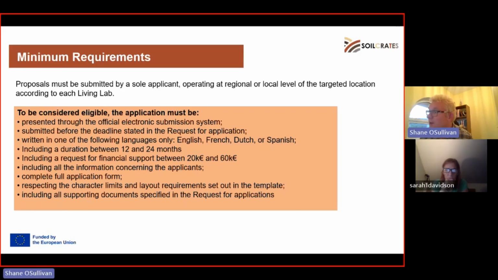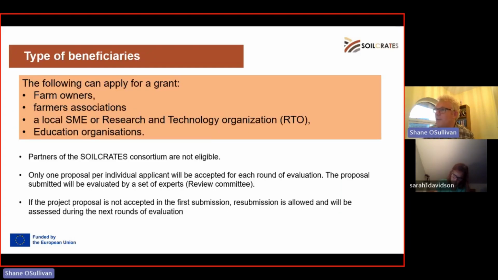It should have all of the information concerning the applicant or the applicants within the application form. A full application form has to be completed. You have to respect the character limits. So we don't want theses to be provided to us. We want it to be as short and distinct as possible. So that is a key requirement. There is limits on how much information you can provide us, okay? Because we do not want to be swamped with too much information. And you have to complete all the necessary documents first.